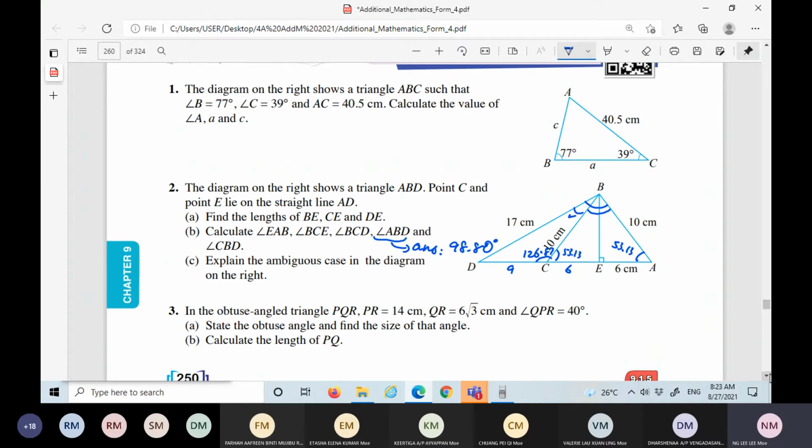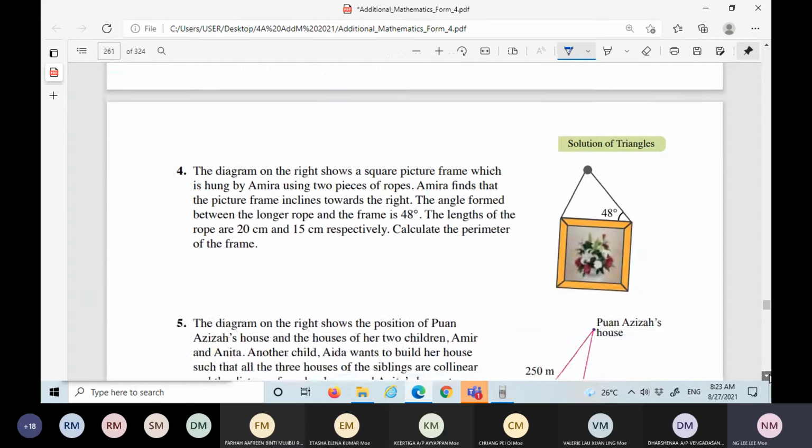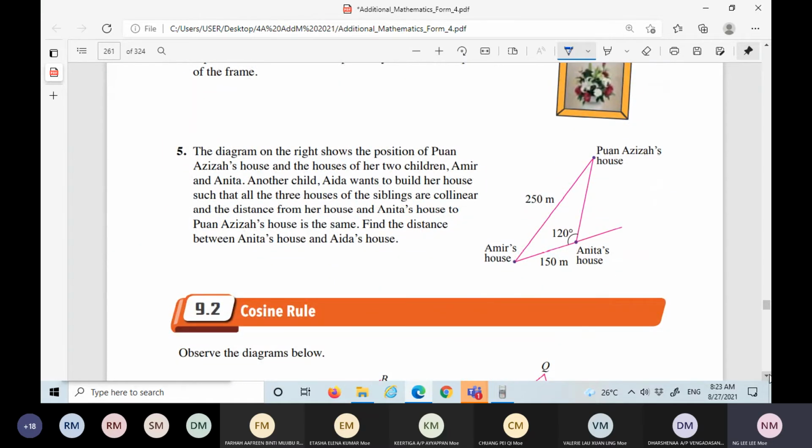I'm not sure which part Emmeline cannot do for number 5. Is it you cannot start at all, or you don't understand the question, or you have the problem like the previous 2 questions? Emmeline, maybe you can say. Yeah, I don't know how to start. You don't know how to start. Okay, then I have to go through.